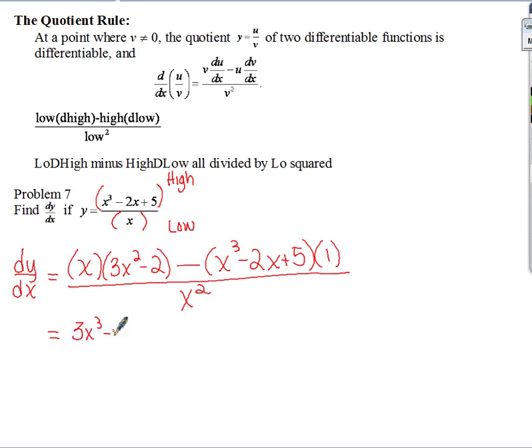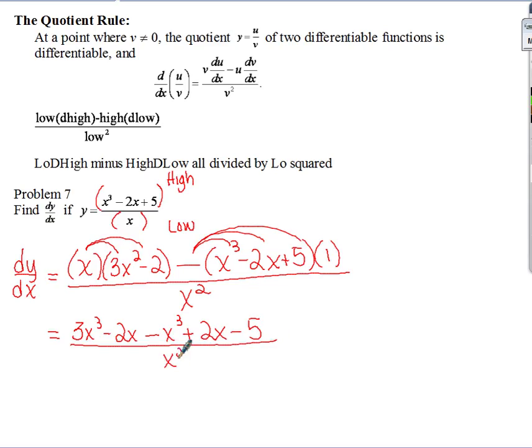3x cubed minus 2x minus x cubed plus 2x minus 5 all over low squared. So we get 4x cubed minus 5 all over x squared. And I'll show you something in class tomorrow that will help you, and we can do this another way to check our answer. We'll talk about that tomorrow in class.